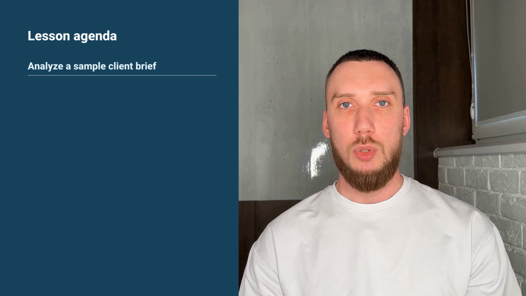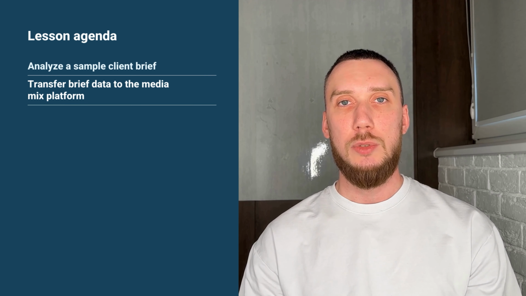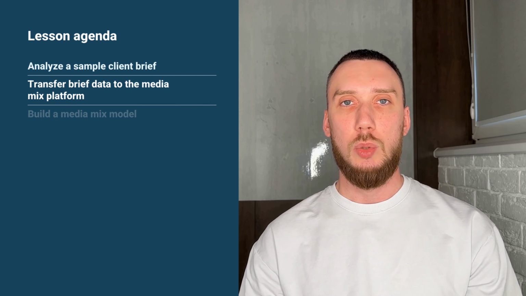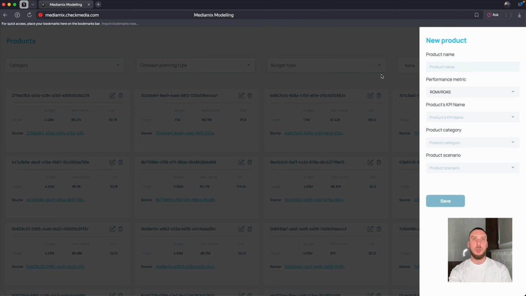We've looked at an example of a brief filled out by the client. Now let's transfer this brief into the MediaMix platform for analysis. And after that, we'll build our MediaMix model. Here is the page for our MediaMix, and first, we need to create a new product. The metric we're modeling is sales, the category is consumer goods, and the scenario is professional.